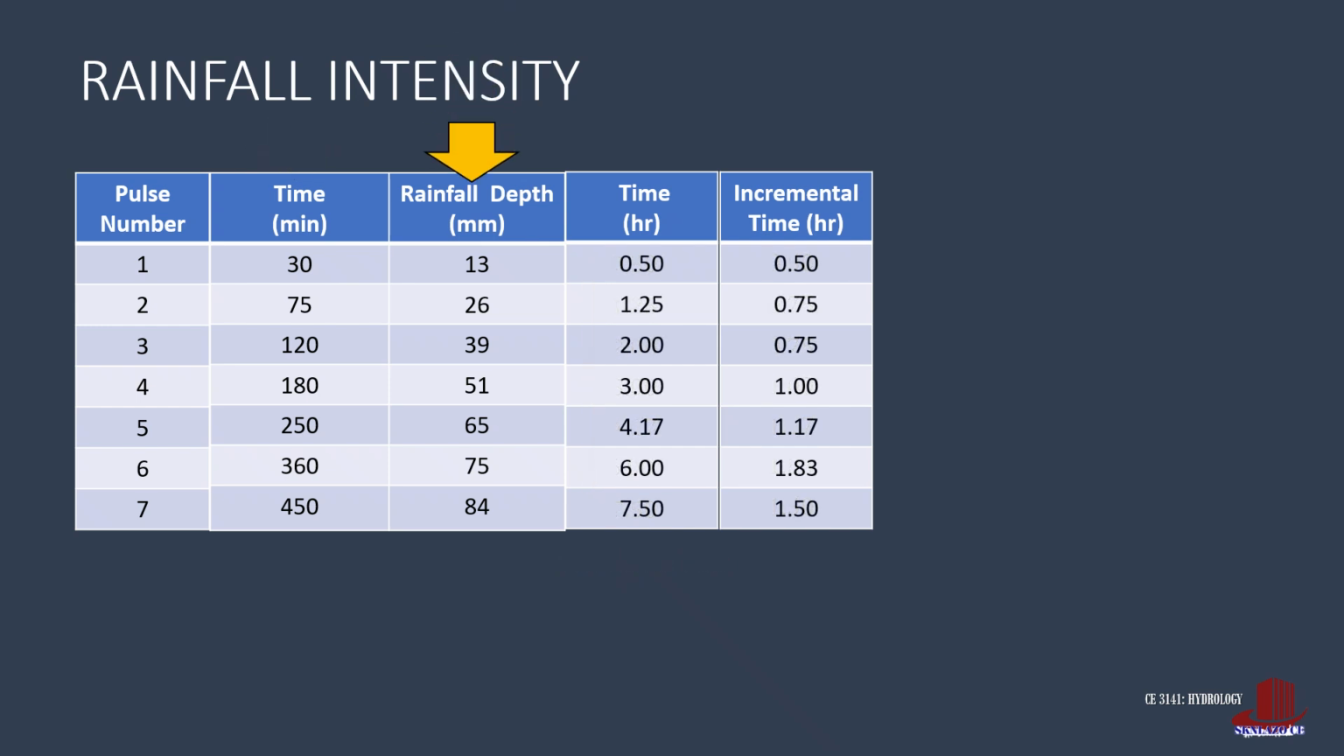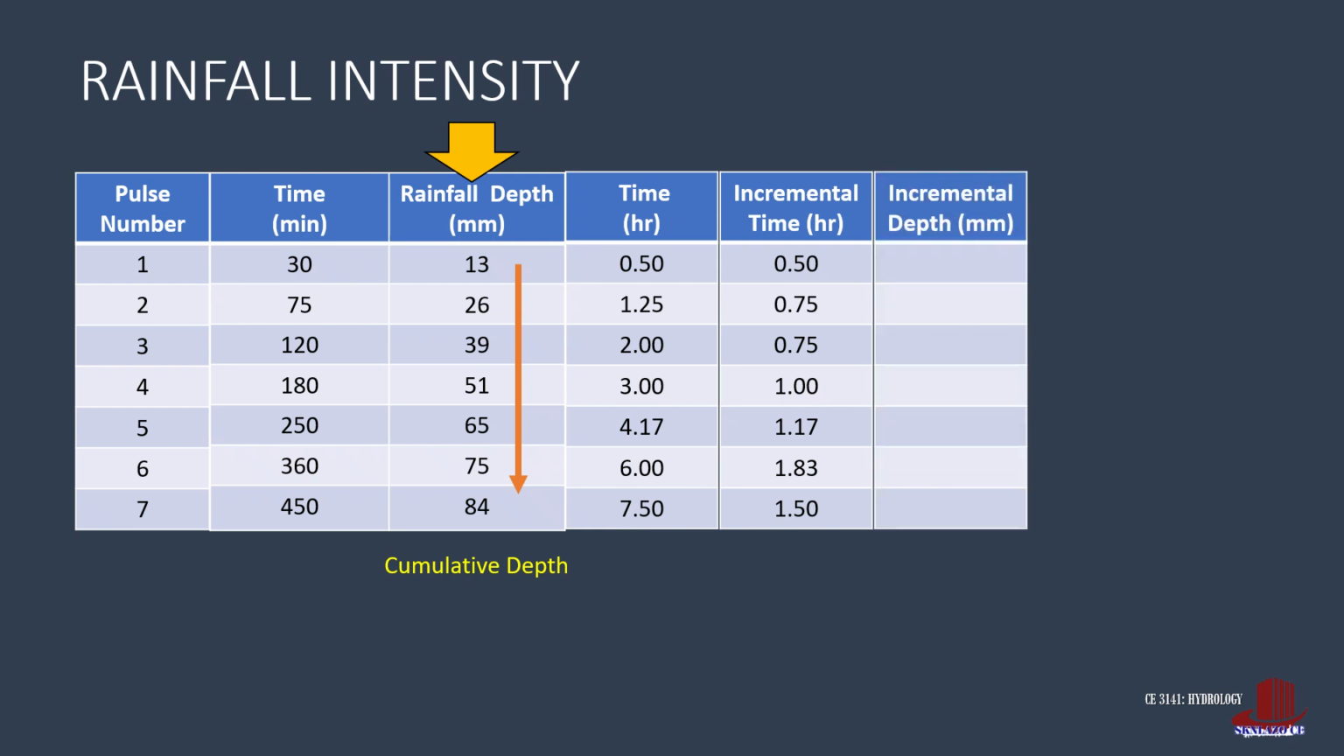Next is to check the column of rainfall depth. It starts from 13 all the way up to 84 in an increasing manner from each entry. This means that what we have is the cumulative depth, which again should be converted into incremental depth. The first entry is 13 minus 0, which gives 13.